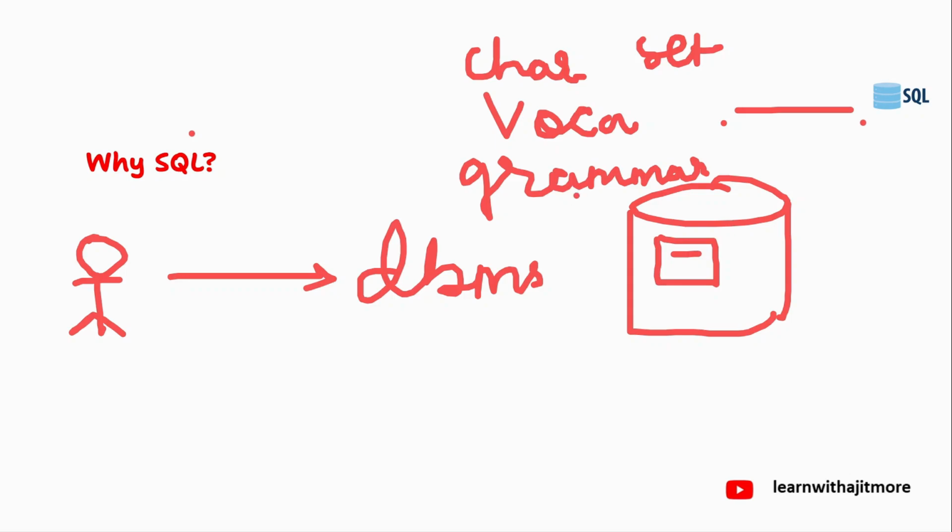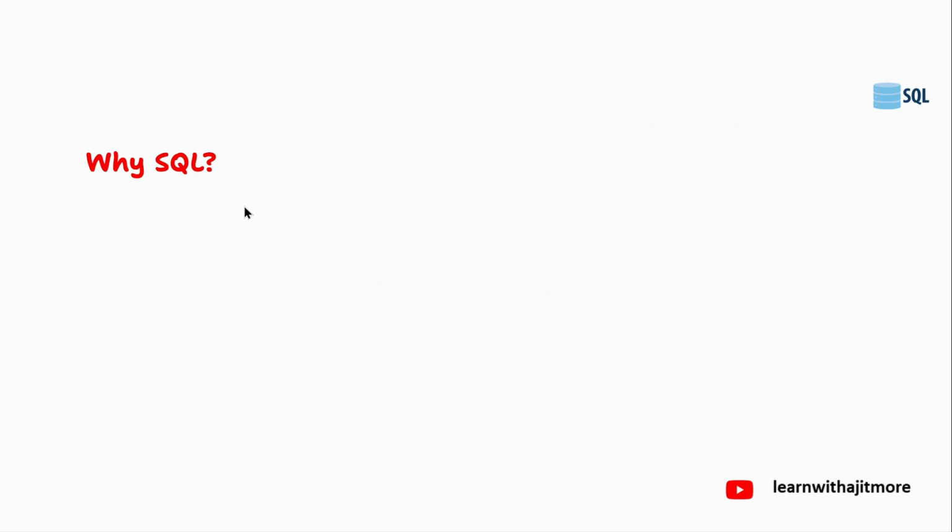So, using those grammar rules and this vocabulary, we'll build sentences, that is, instructions. Those instructions will be delivered to the DBMS. The DBMS will take the instruction, compile it, execute it, make any change in the backend, or maybe retrieve something, and maybe deliver some response back to the user. Correct? So in short, SQL is just a medium of communication between the user and the DBMS.